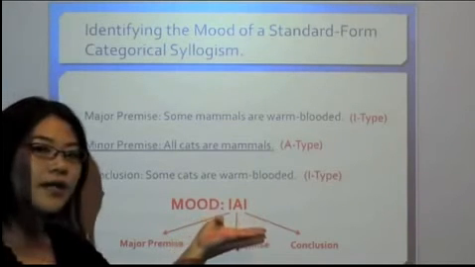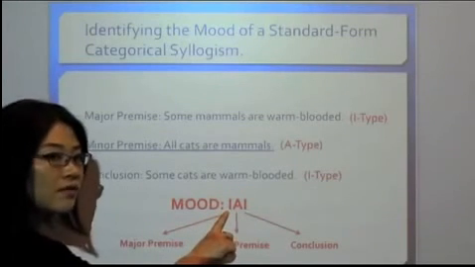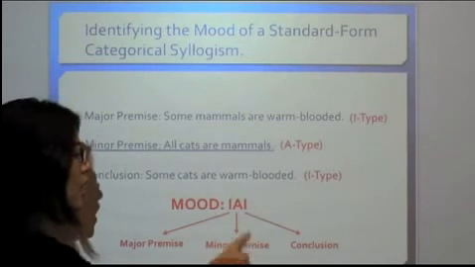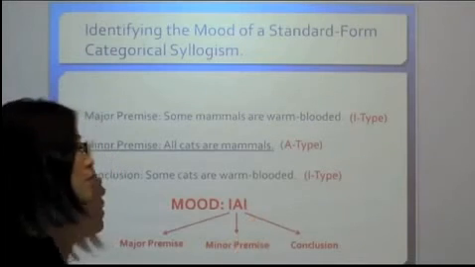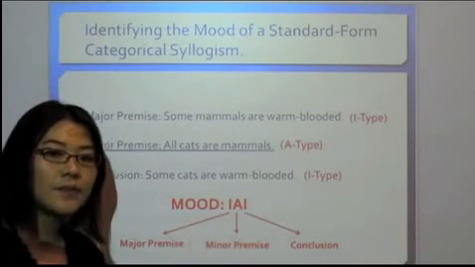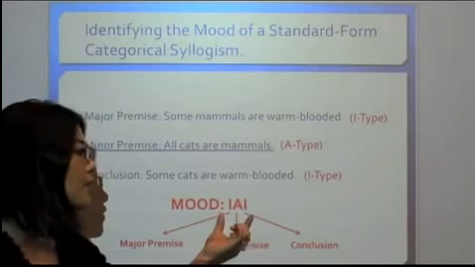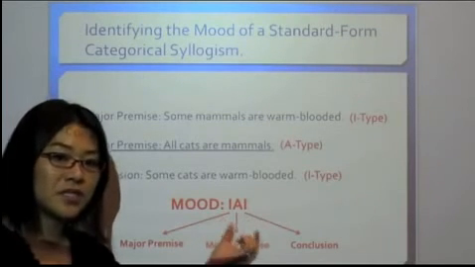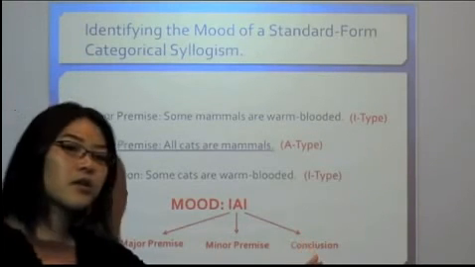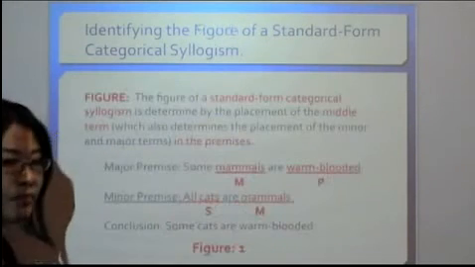And we specifically write it in this order, okay? We write the major premise in this first position of the letter, the minor premise in this second position, and the conclusion goes in this third position, okay? So this is the mood of the argument. The mood identifies the type of statements that make up the standard form categorical syllogism, okay? And those statement types are put in specific order, the major premise type first, the minor premise type second, and the conclusion type third, okay? So this is the mood, I-A-I, okay?